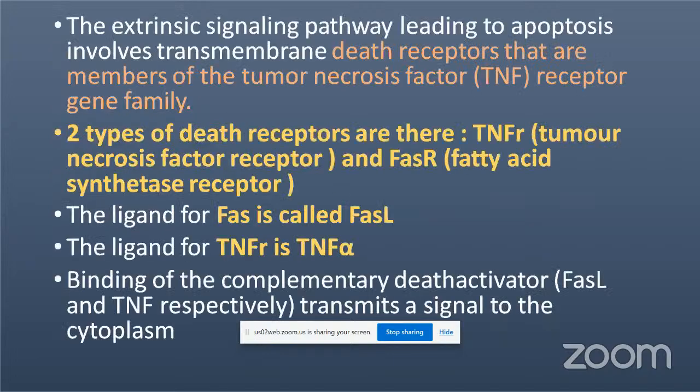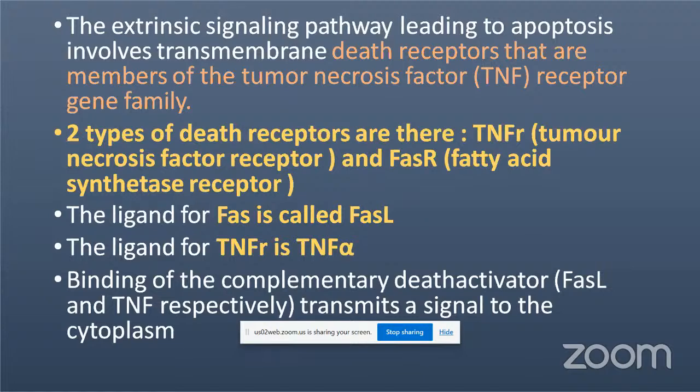The extrinsic signaling pathway leading to apoptosis involves transmembrane death receptors that are members of the tumor necrosis factor, that is, the TNF receptor gene family. TNF is tumor necrosis factor, which comes under the receptor gene family. In this, two types of death receptors are there.